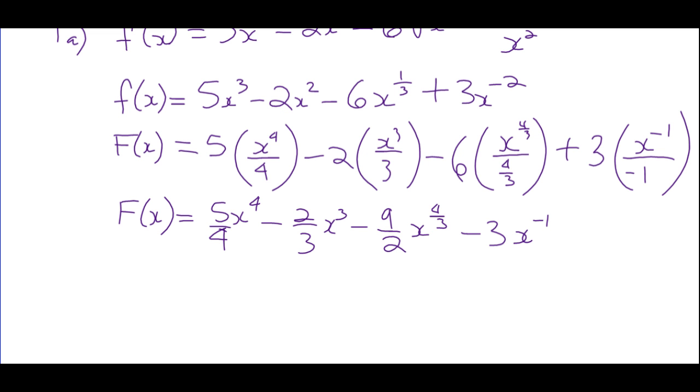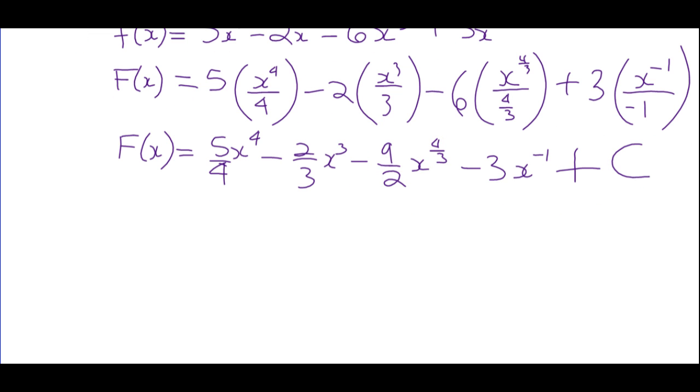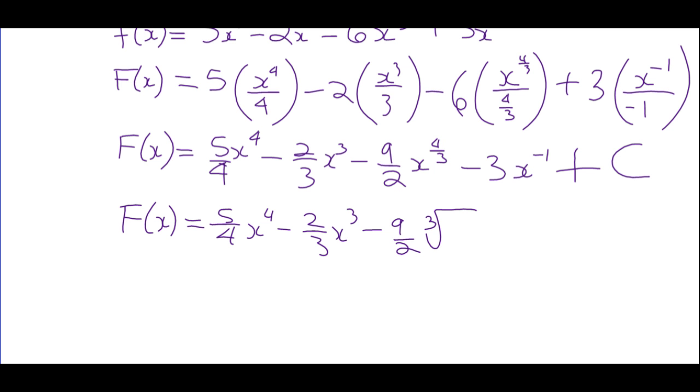It's a general antiderivative, so we need a plus c. And then we could go and do just a little bit of further. So 5/4 x to the 4th minus 2/3 x cubed minus 9/2 cube root x to the 4th minus 3 over x plus c. Okay, and then that's the last one, just changing from exponential form back into radicals if it's a fraction, and if it's negative, just placing it in the denominator.